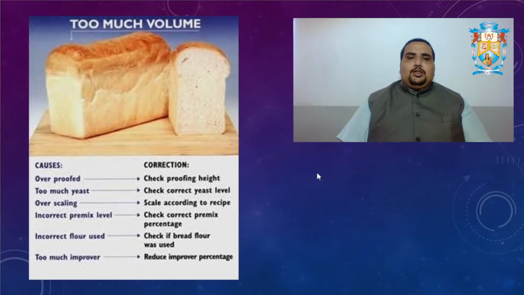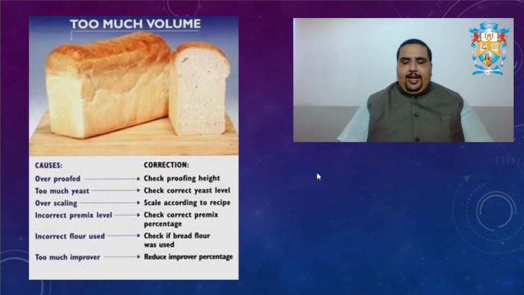So here are the causes. Overproofed. As we discussed in the previous topic, we know what overproofing is. Too much yeast. Overscaling. Overscaling is when you don't weigh the dough properly, you don't weigh the final product that is to be kept properly. Incorrect premix, incorrect flour used, and too much improver. This is the same as the previous point, so there's nothing to discuss in this point.